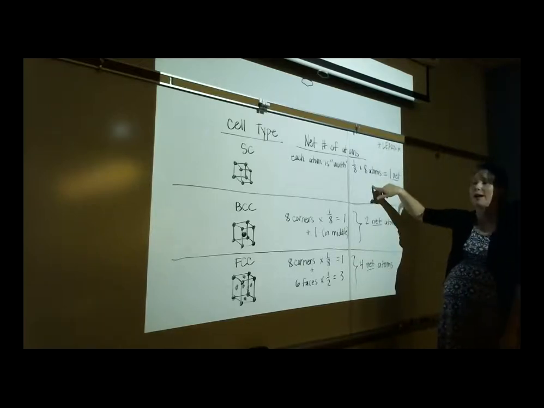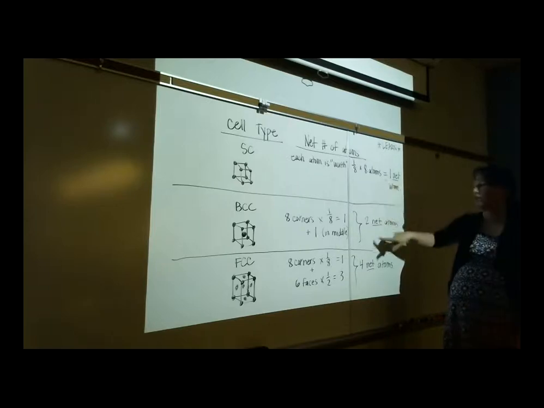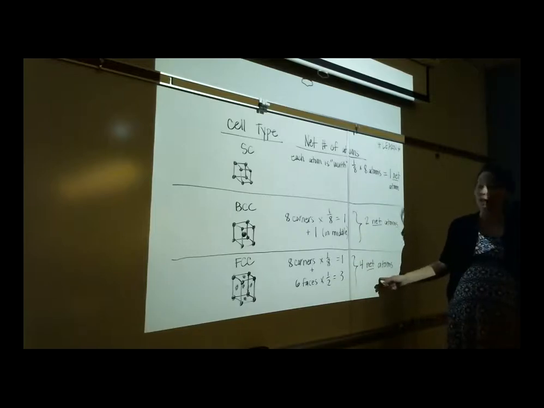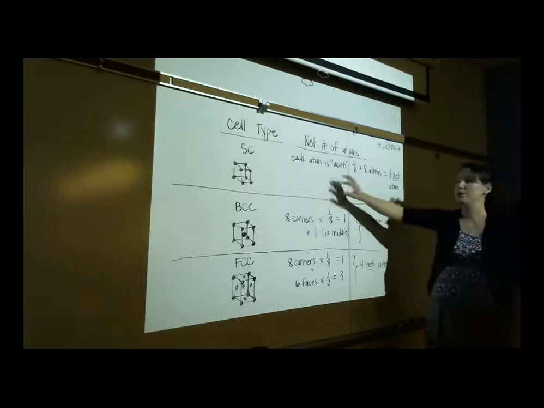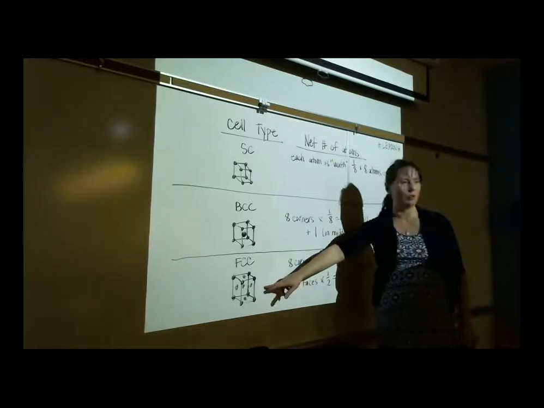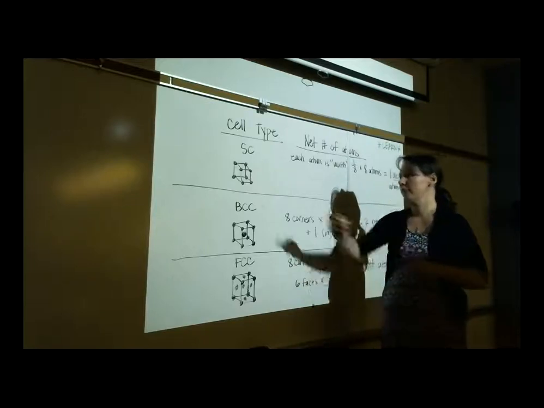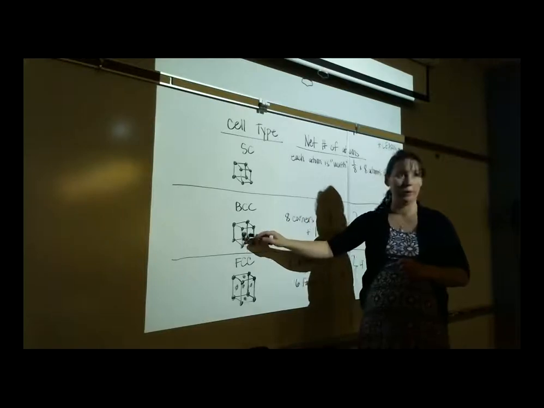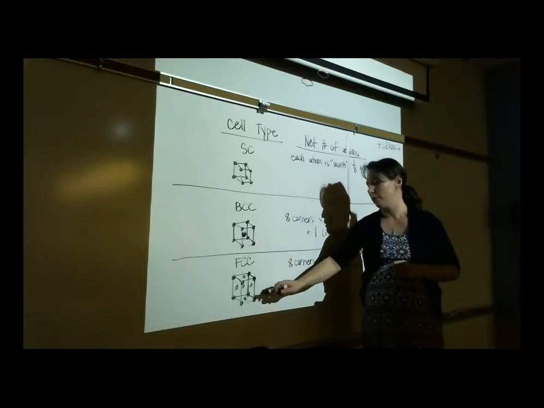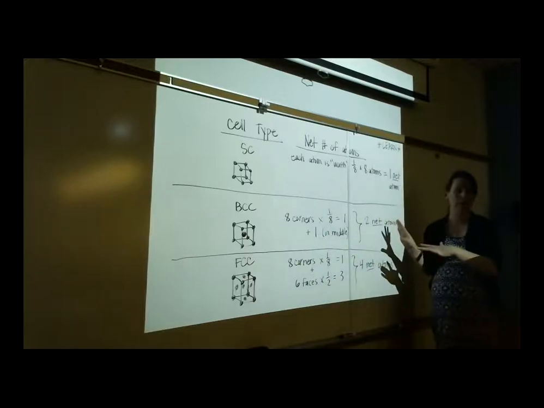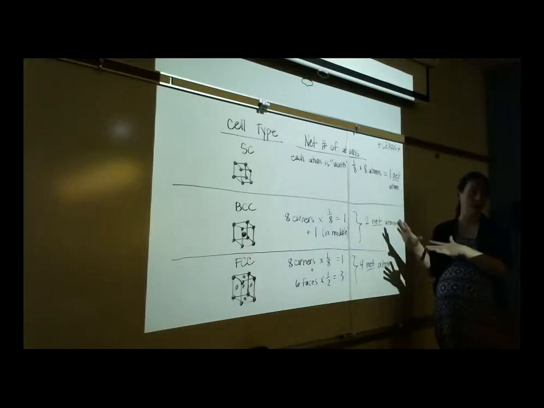You need to know that there's 1 net atom in simple cubic. You need to know that there are 2 net atoms in body center cubic. You need to know that there are 4 net atoms in face center cubic. And you need to know how we got that, okay? You also need to be able to sketch each one of them to the best of your ability. I know FCC is especially difficult to draw. Right? 1/8 times 8, 1/8 times 8 plus the 1 in the middle, 1/8 times 8 plus half from the 6 sides. Is everyone with me on this concept of how we got here?